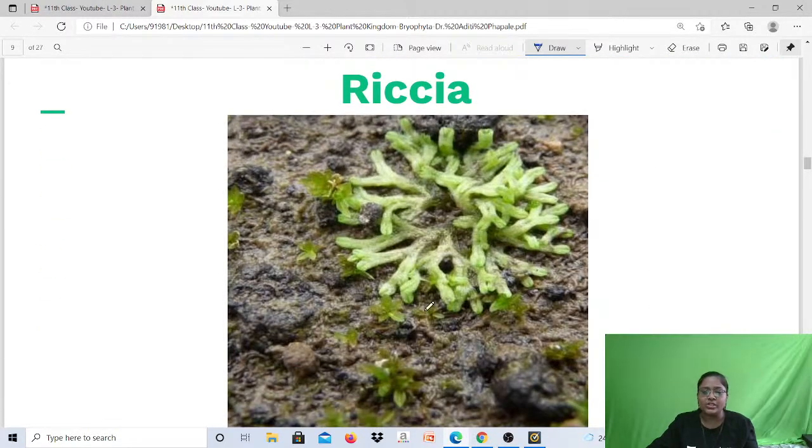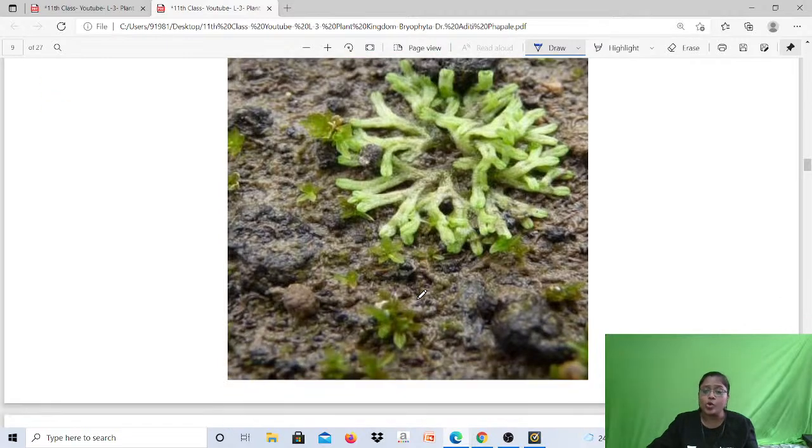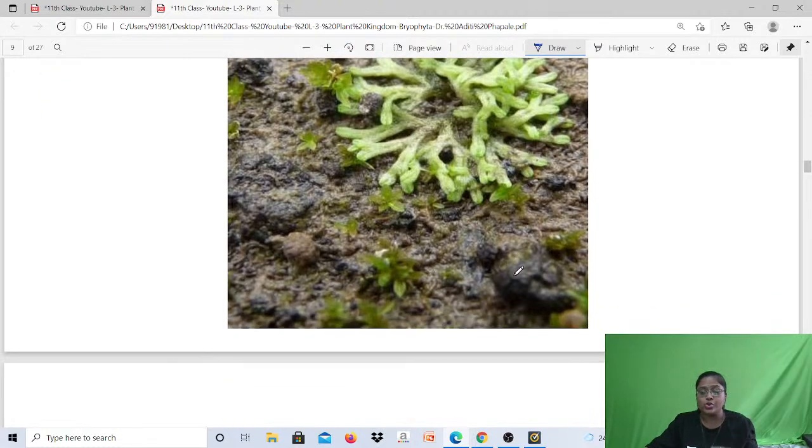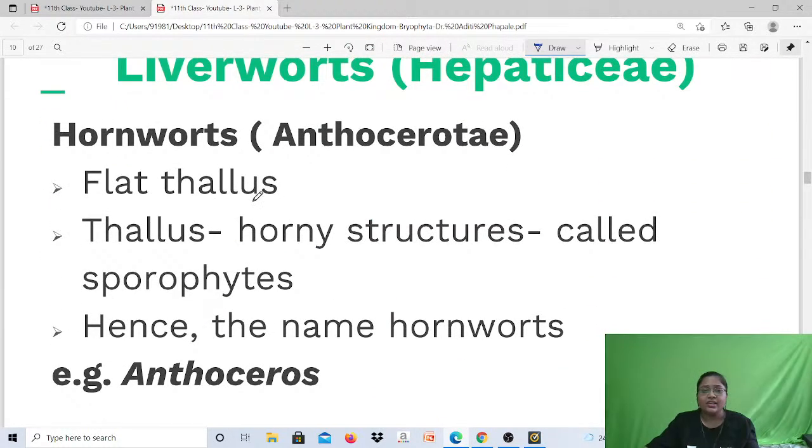See, this is how it looks. It grows on rocks, huge rocks. If you must have gone to beaches, there you will see huge rocks. This image has been magnified or zoomed, but actually this is very small. So you will have to look very carefully, ekdam nazdeek jaake dekhna padega. Then you will see this present on the rocks. Then hornworts, ye ek example hai liverwort ka.